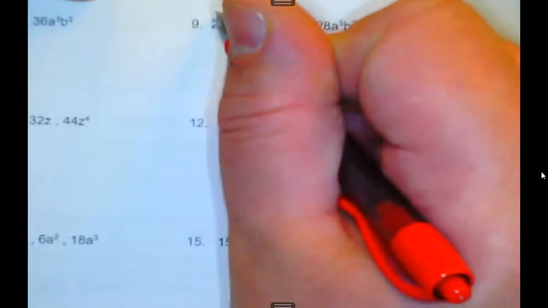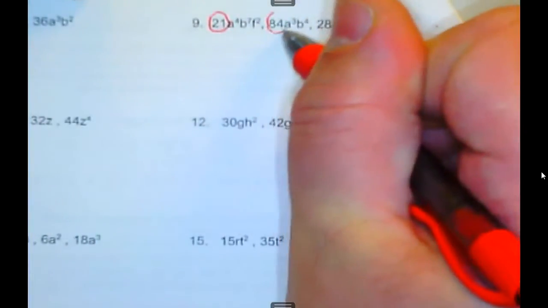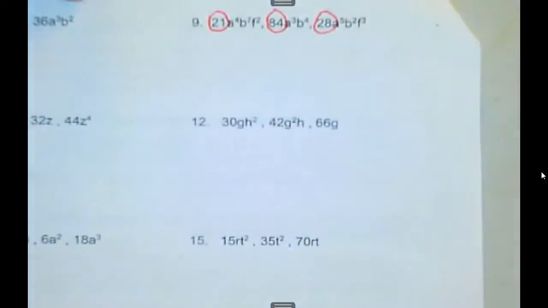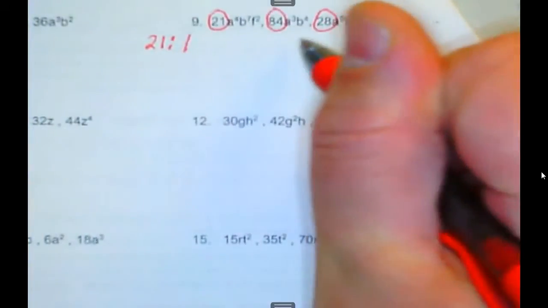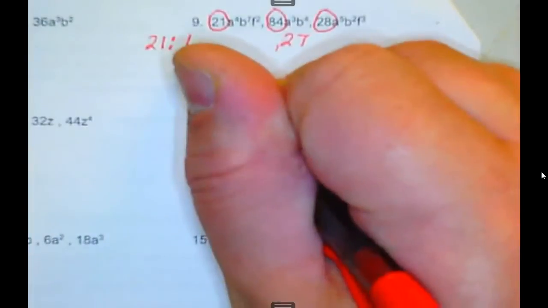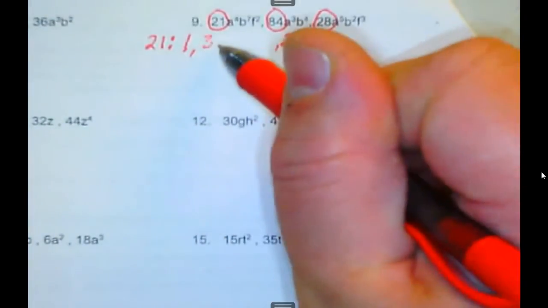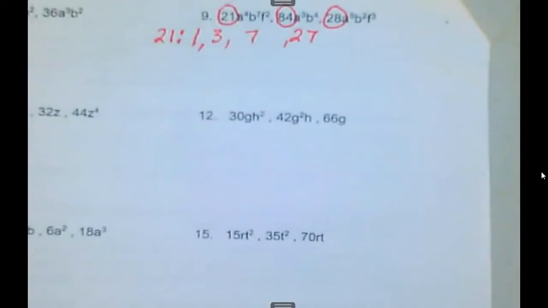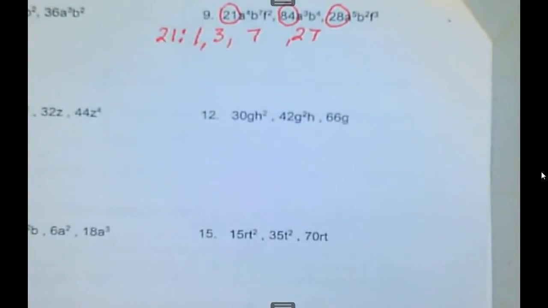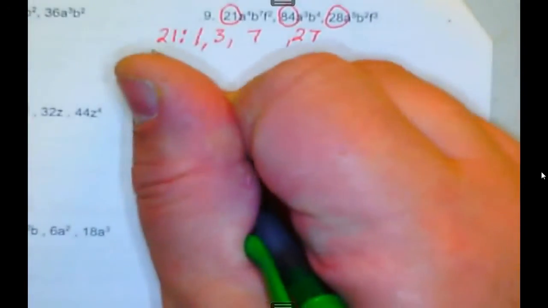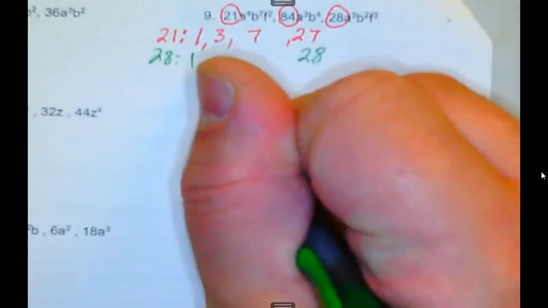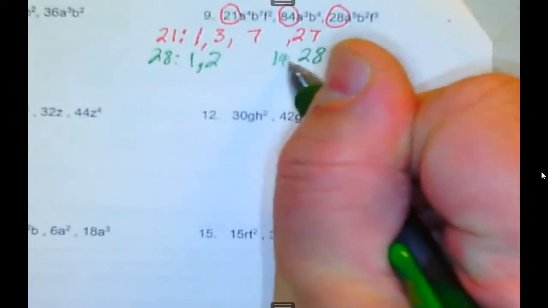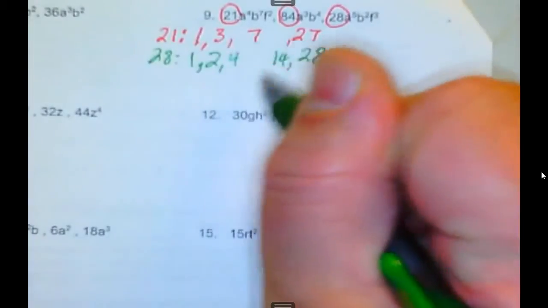All right, let's look at the numbers. 21, 84, and 28. Wow, this could be problematic. Okay, 21. Well, there's 1 and 21. I'll do that one. 3 and 7. That's pretty much it. Okay, what about we do 28? Yeah, we did. 1 and 28. 2 and 14. And 4 and 7, right?